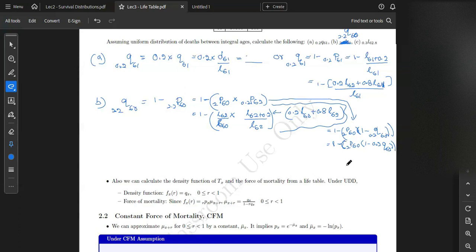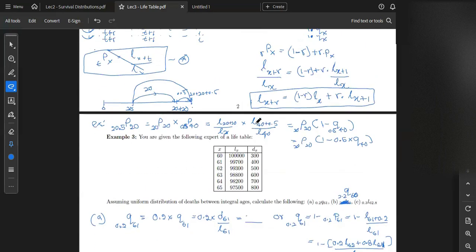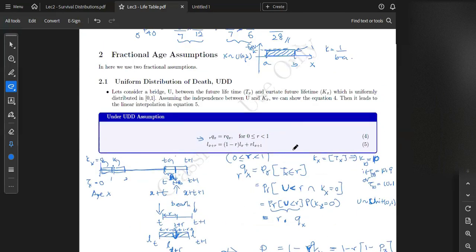So it's like this. And again, you can find these values using the Lx's in the table. For this one, it's D62 over L62. And for this one, it's L62 over L60. So now you can see for the same approach, we can use it in two different ways using these two equations which are given in here. But the special thing is r is in between 0 and 1.